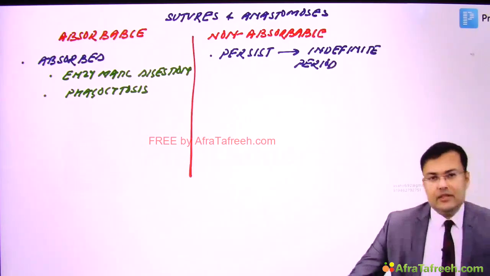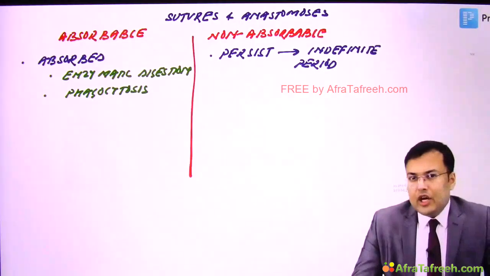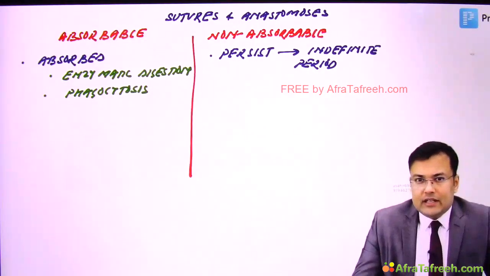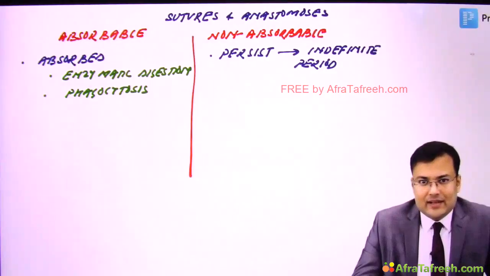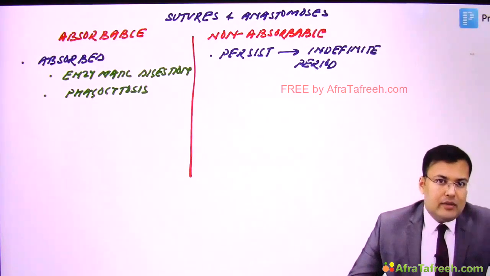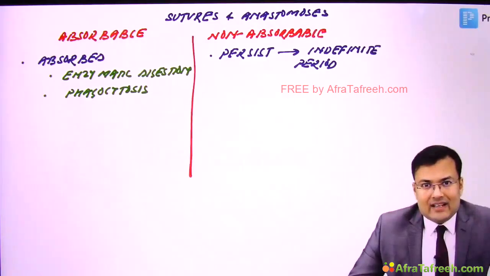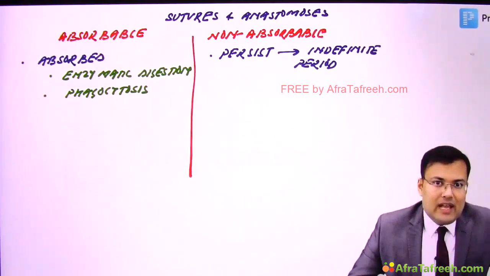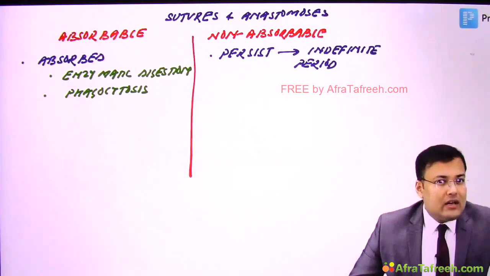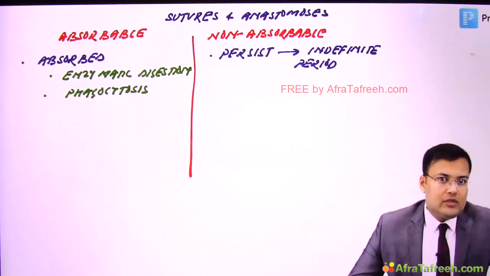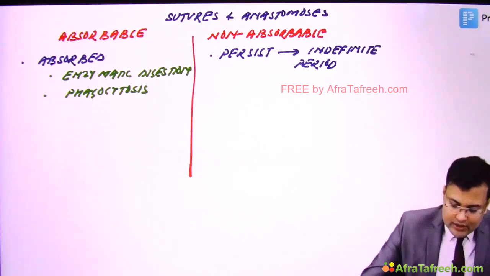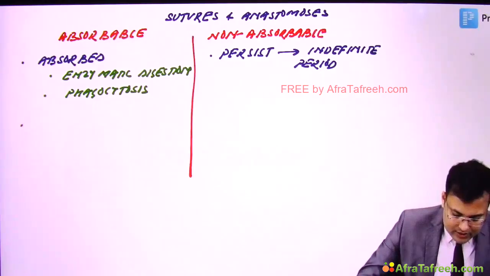Now there is a further division: absorbable and non-absorbable sutures are further divided into natural and synthetic. So what are natural absorbable sutures? Chromic catgut and catgut. So catgut and chromic catgut are natural absorbable sutures. What are natural non-absorbable sutures? Silk and linen.